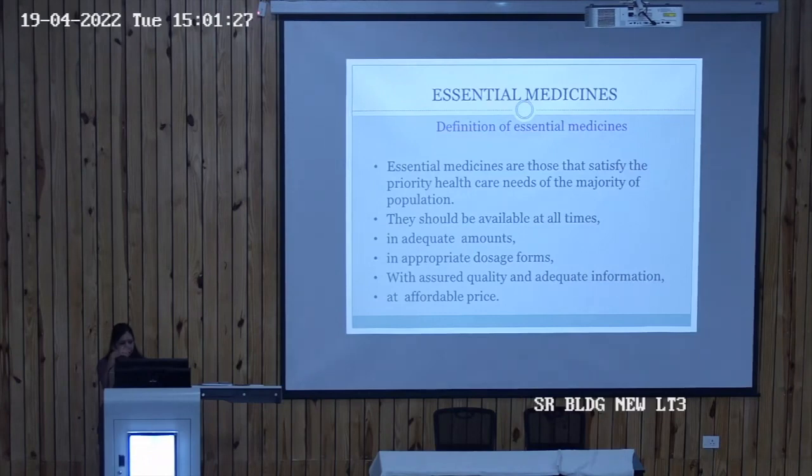तो priority healthcare need में जैसे fever हो गया, pain हो गया, so which are the priority healthcare needs, which fulfill this priority healthcare need? These essential medicines are there in the essential medicine list. ठीक है, इन essential medicines की एक list prepare की जाएगी, so that they should be available at all the times in adequate amount in appropriate dosage form with assured quality and adequate information at affordable price.